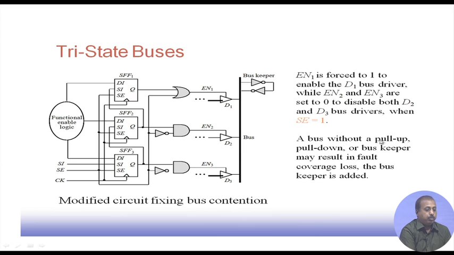A bus without a pull up, pull down or bus keeper may result in fault coverage loss. That is why, sometimes while going into the test mode, we keep this bus keeper logic, which keeps the voltage level. So, this type of fix may be added. Out of so many enable lines for this bus, we are ensuring that only one of them will be enabled and the rest are all disabled. This is done by means of this OR AND operation along with these enable lines.